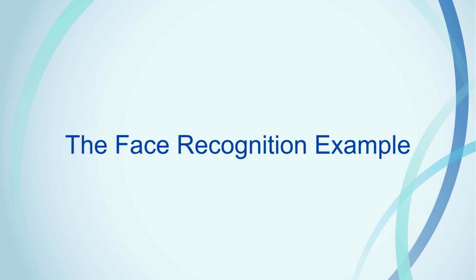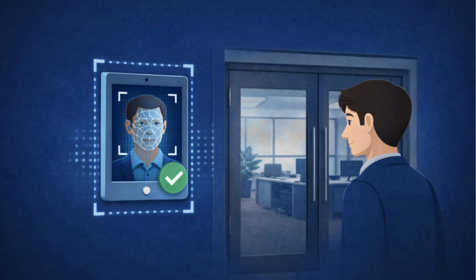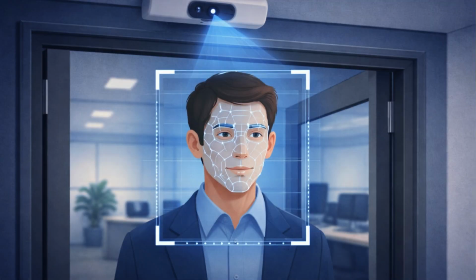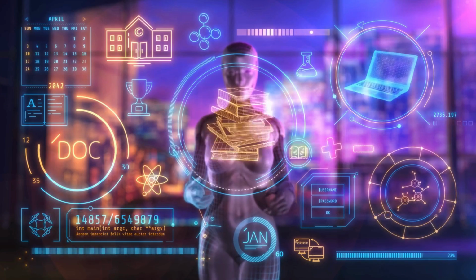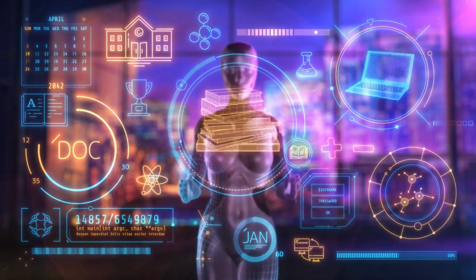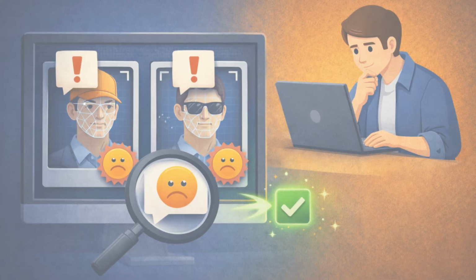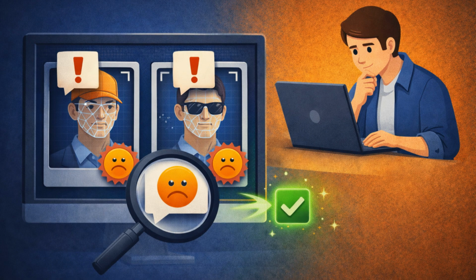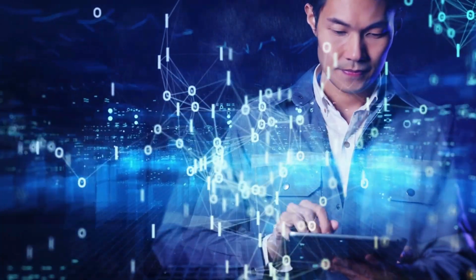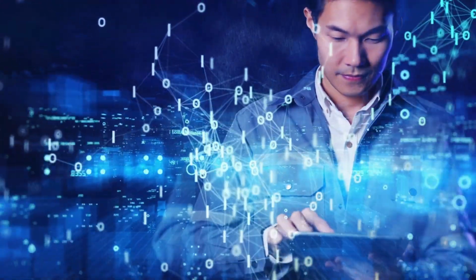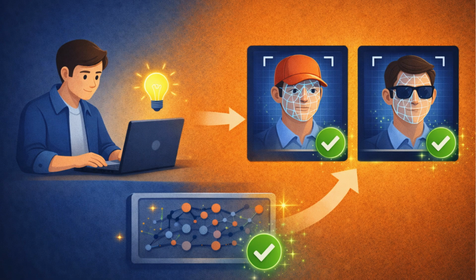The face recognition example. Imagine building an AI face recognition system for office access control. The camera captures an image, the system analyzes it, and determines if the person is authorized to unlock the door. During error analysis, you might discover your system struggles to recognize people wearing hats or glasses. That insight, that specific mistake, allows you to design a system that handles those cases more efficiently.